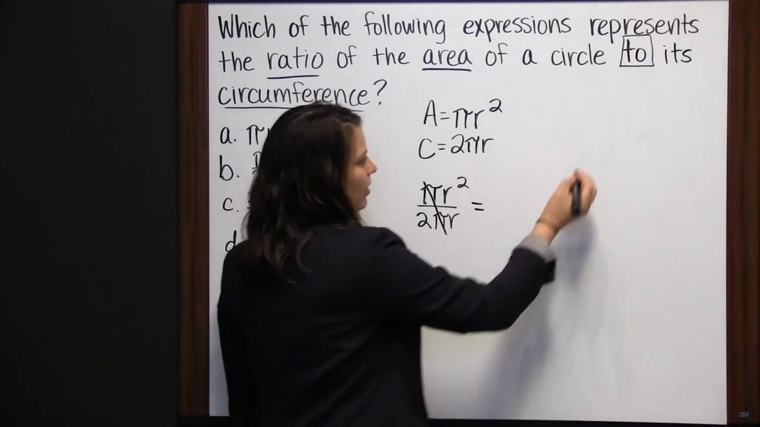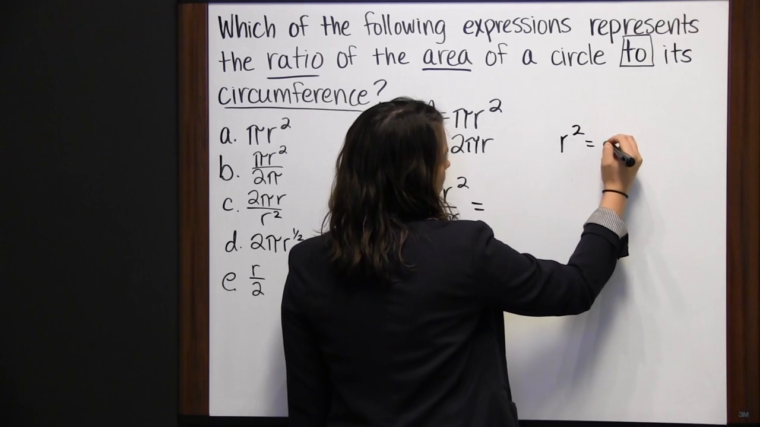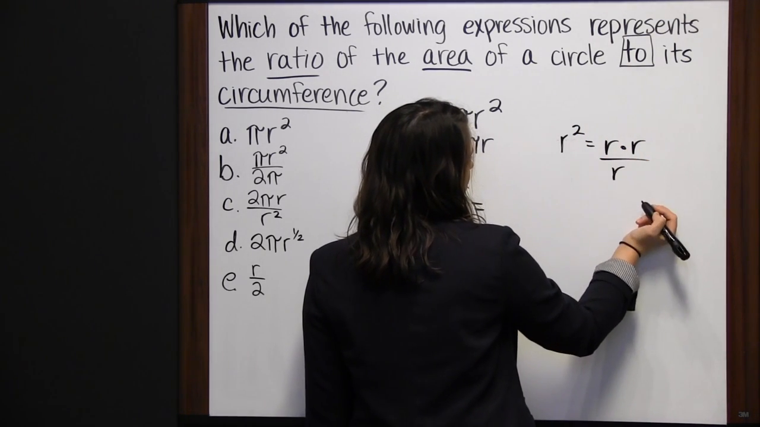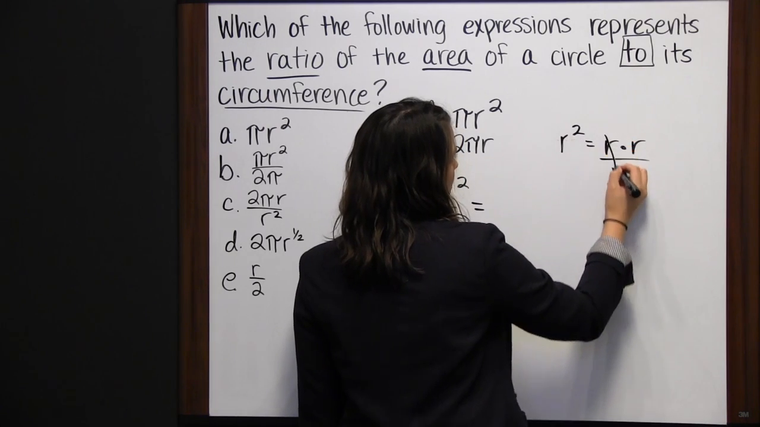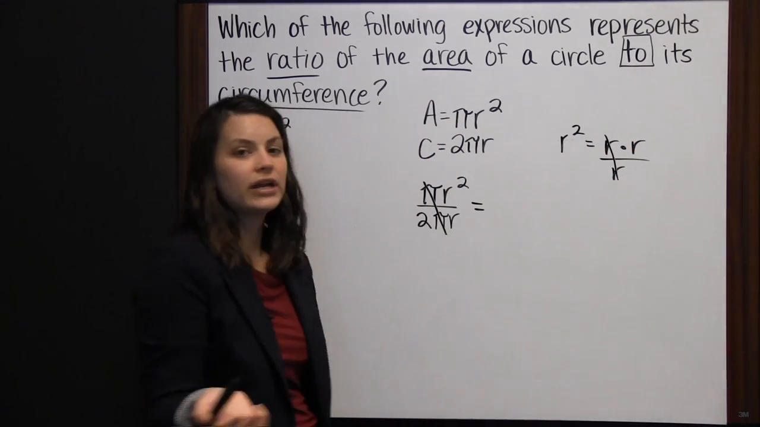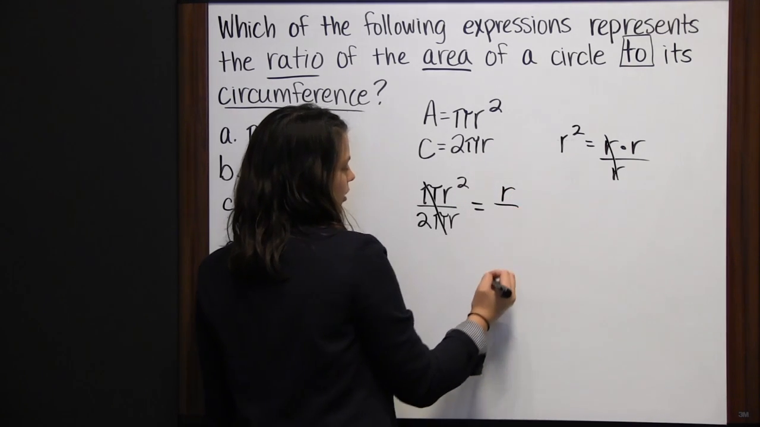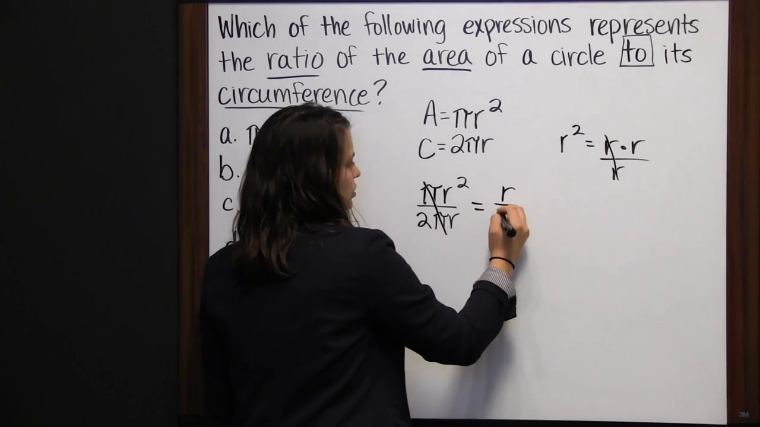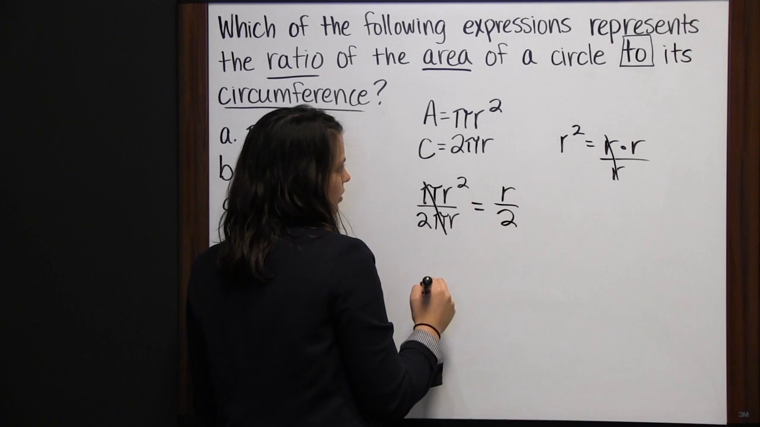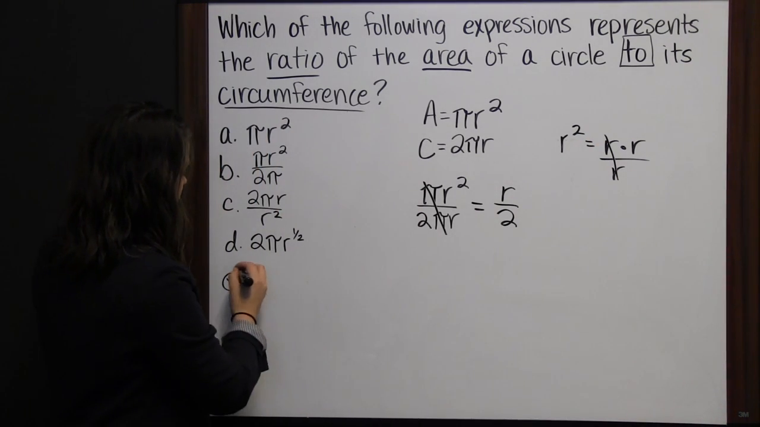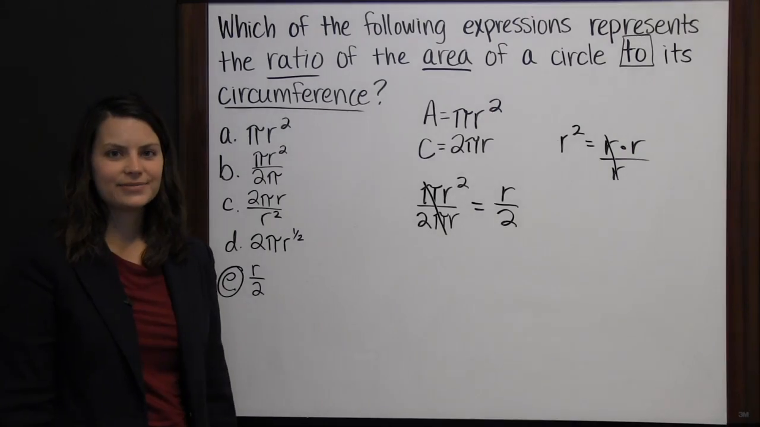Or another way to think about it is r squared is r times r. And I'm dividing that by r. So again, you have something divided by itself is 1, or it cancels. So I'm left with just r in the numerator divided by 2 in the denominator, since those r's canceled. So we just have r divided by 2, which is answer E.